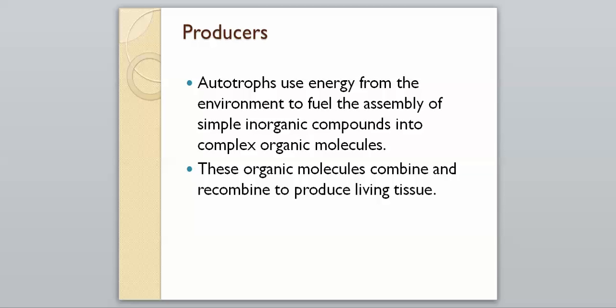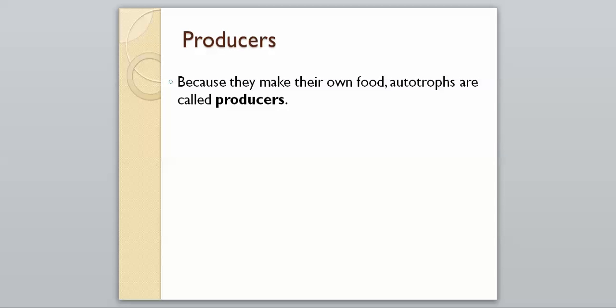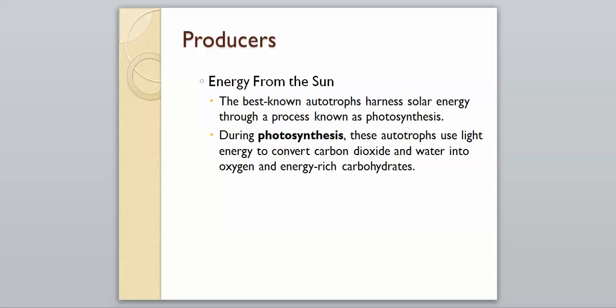And these organic molecules combine and recombine to produce living tissue. So it's basically the food helping build us up, or maybe even build the plants up. Then we eat the plants and that helps build us up. Because they make their own food, autotrophs are called producers. Producers is another word for autotrophs because they produce their own food, using energy from the sun.